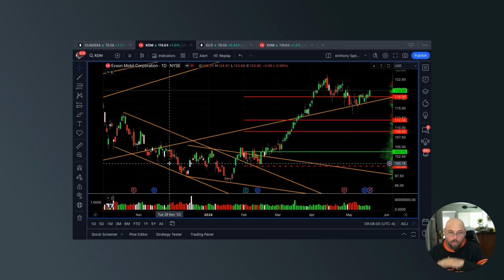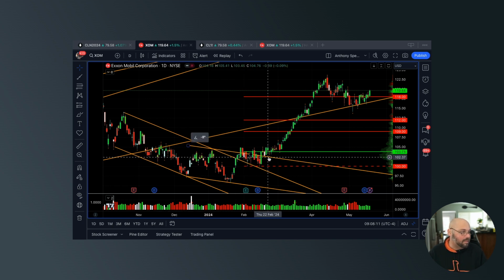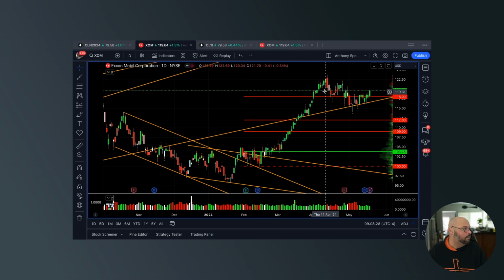If I'm wrong, I want to get out as quick as possible with the least amount of damage to my account. But if I'm right, I'm going to get paid and protect myself along the way. So we create this consolidative base above this channel structure here. And guys, we literally march into target 1 at 109, target 2 at 112, and target 3 up there at 118. Just beautiful, right?